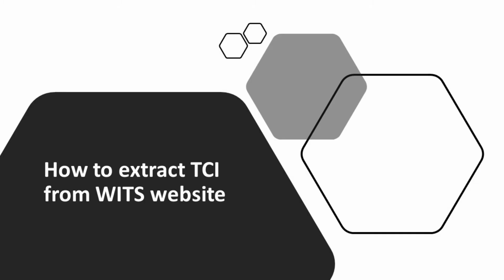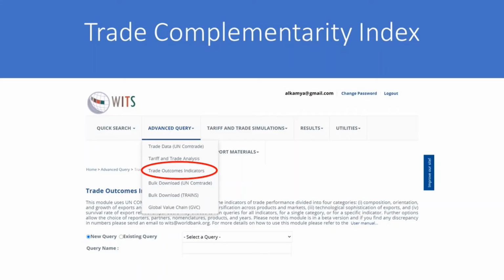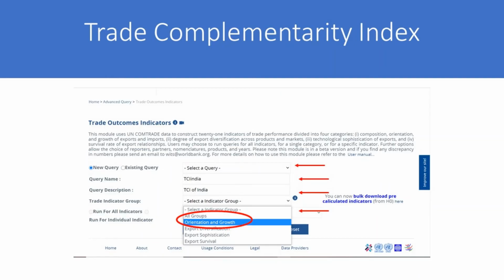In this session, we will also learn how to extract TCI from the WITS website. So after registering at the website, click Advanced Query and then select Trade Outcome Indicators. Select New Query and give a name to the query. In the example, the query name is TCI India. There should not be a blank space in the query name.